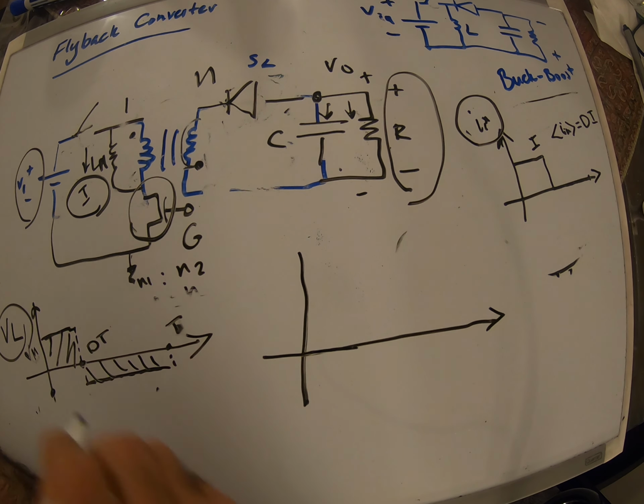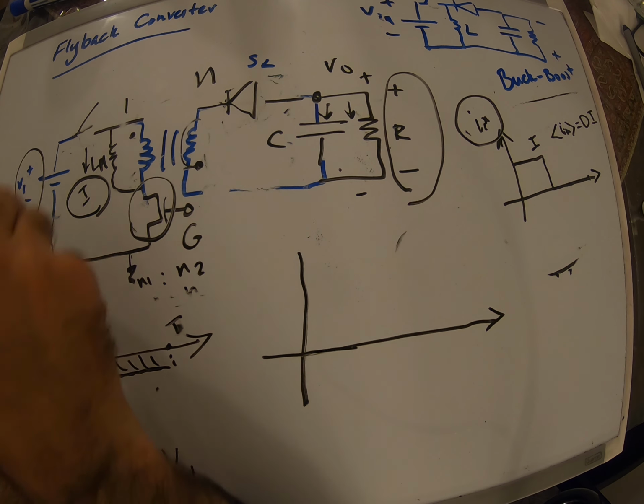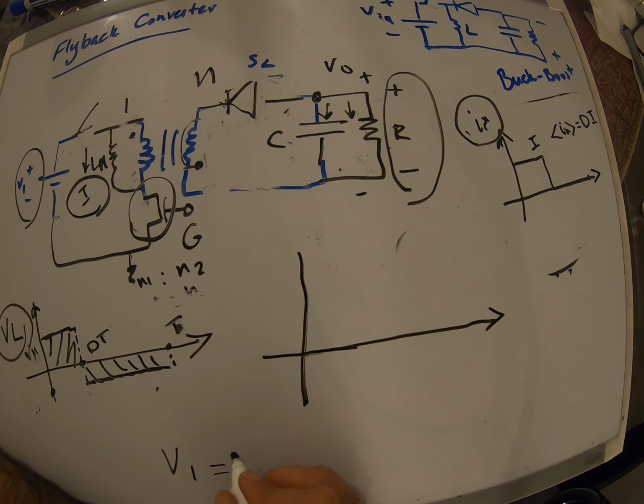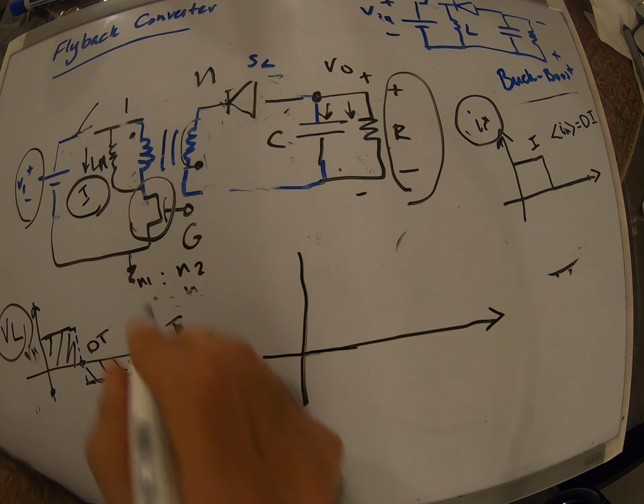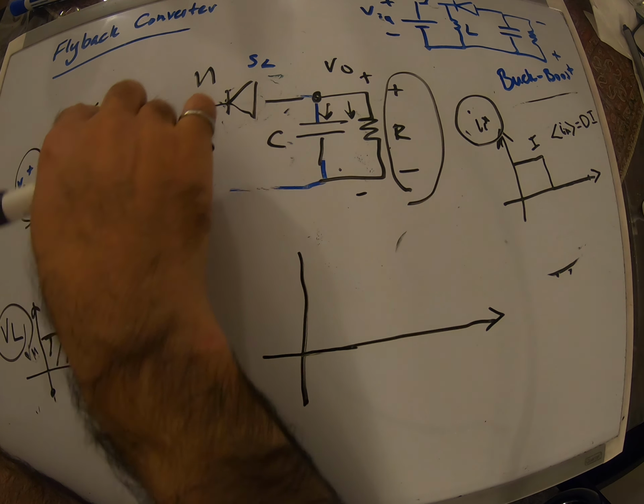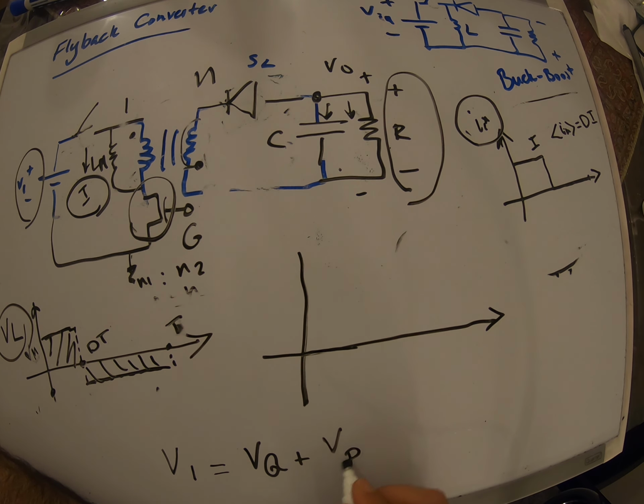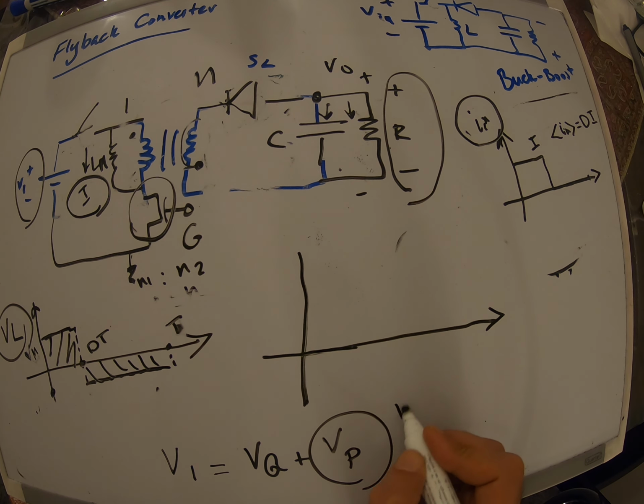Let me actually write V1 is equal to VQ, which is the voltage of the switch, plus the voltage across the primary side. Okay, and this one comes from VO over N. This is the same as VO over N, right? Actually, it's going to be negative VO over N.